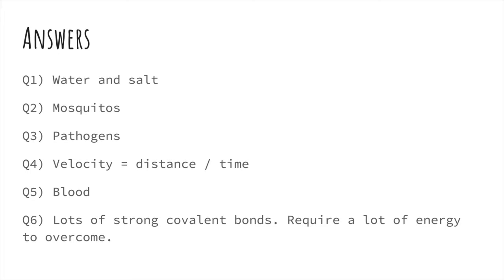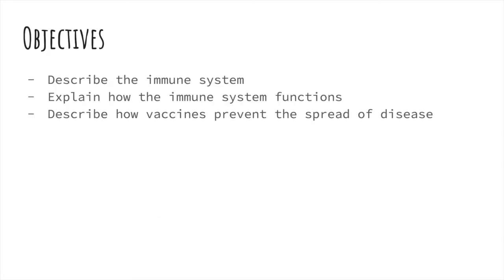Good. So looking at the immune system today then, there's a few parts to this that we need to be aware of. We need to be able to describe the immune system. We need to be able to explain how it functions. And then this last bit, vaccines prevent the spread of disease. We won't be doing that today. That'll be more next week, but we will speak just a little bit about vaccines today.